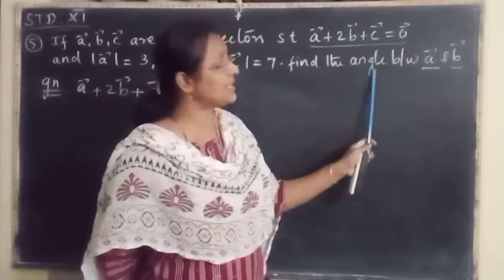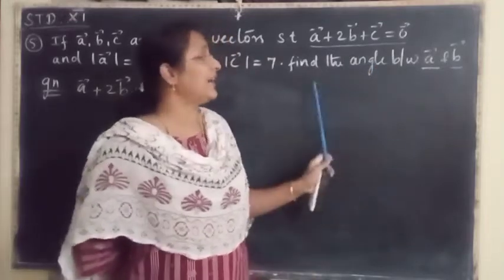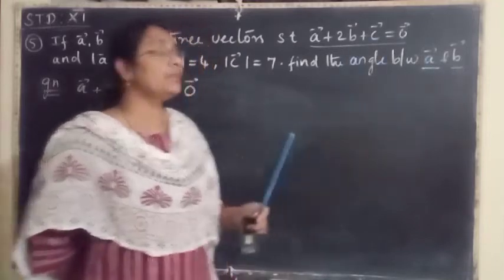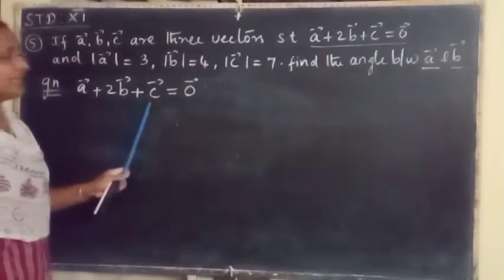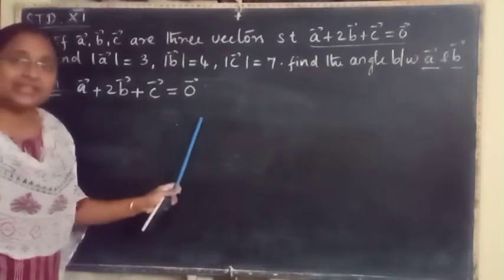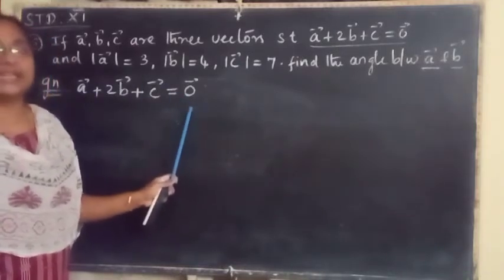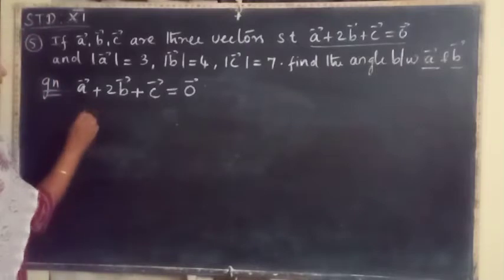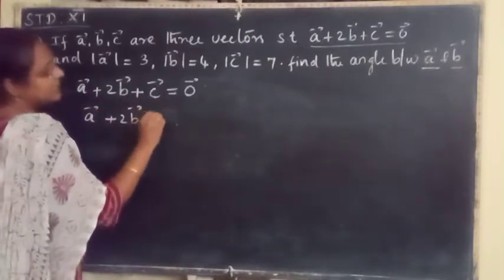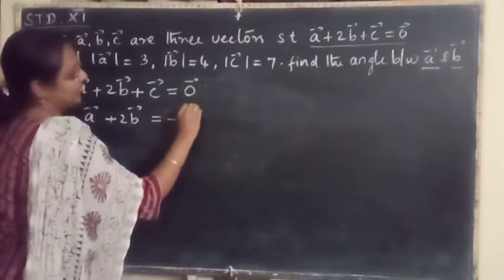If they had asked you as a creative question to find the angle between B vector and C vector, then you will have the B vector and C vector on the LHS, and shift the A vector to the RHS. Is it clear for you? So now, A vector plus 2B vector is equal to minus C vector.